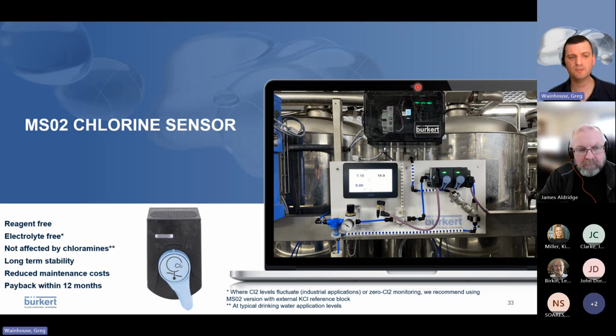We have long-term stability, which allows us to provide reduced maintenance costs, and we quite often have customers reporting payback within 12 months because they're not having to recalibrate their sensors every 12 weeks. So it does offer some cost-saving opportunities for customers as well.